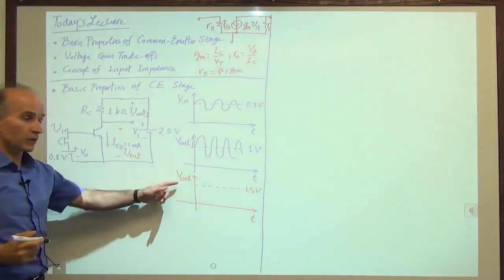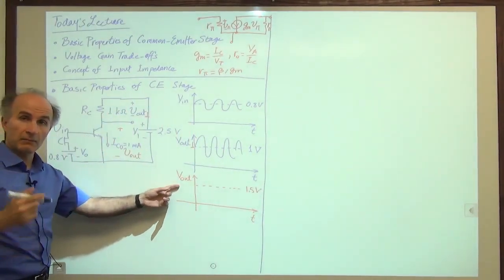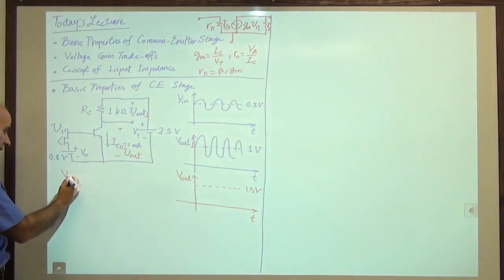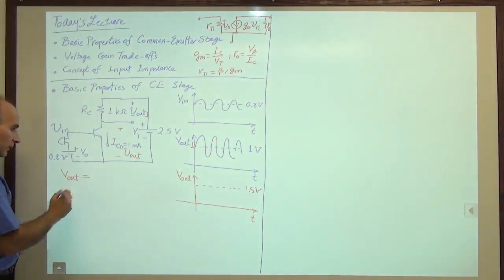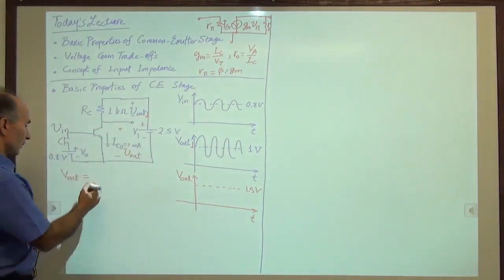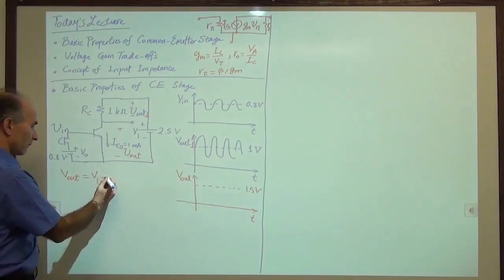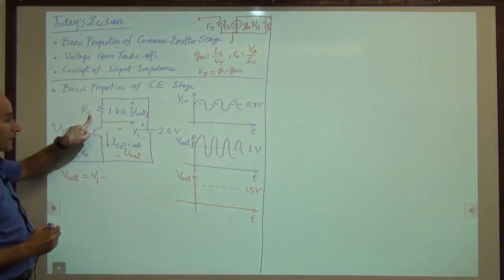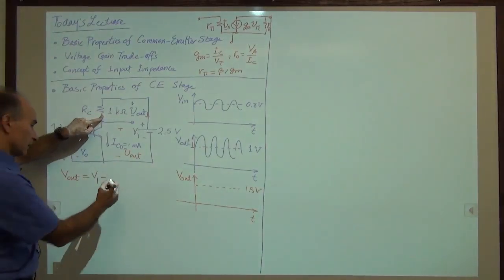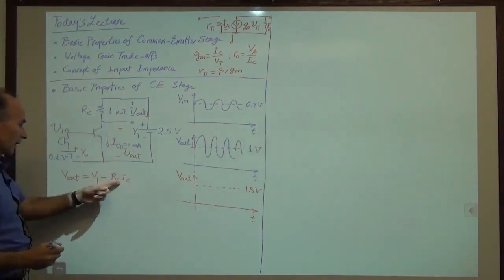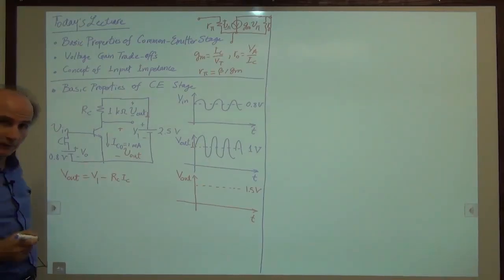And let me write the equation for this because we will see this many times in the future. So V out is equal to this voltage, which we call V1 for now, minus this voltage. And this voltage is equal to RC times the current through it. So V out equals V1 minus RC times IC. This is an important equation to remember for the future.